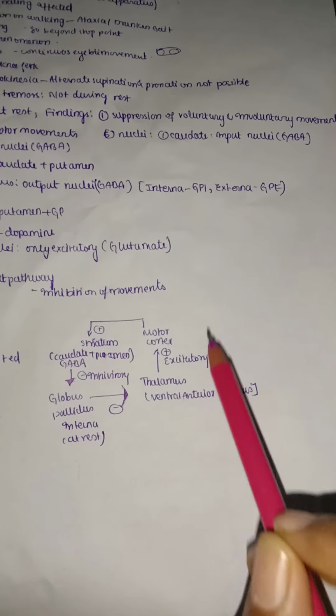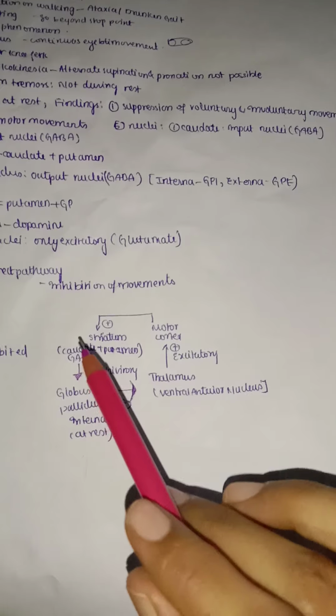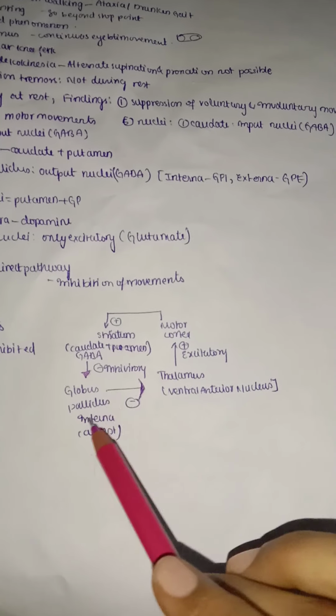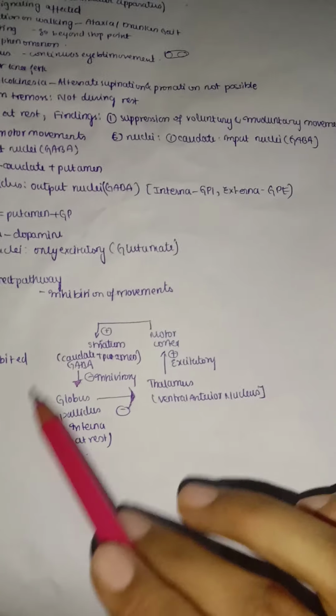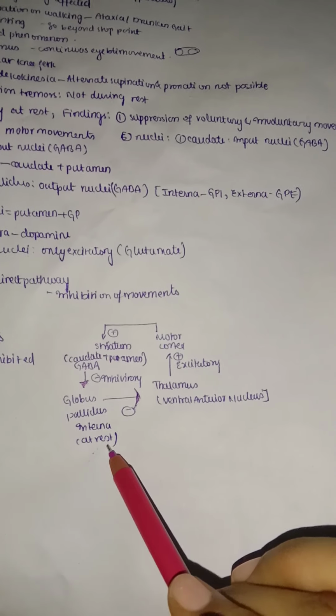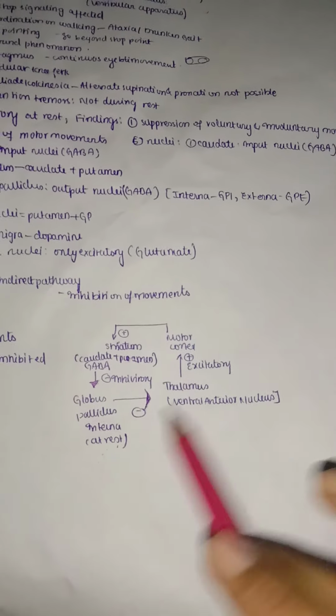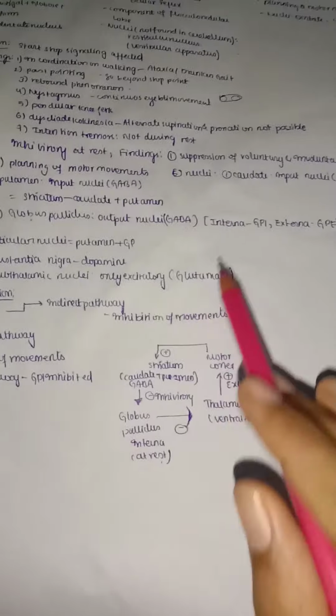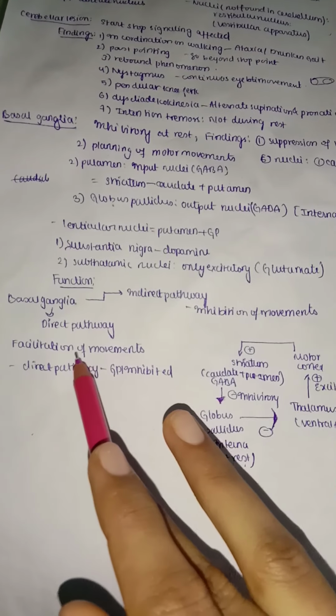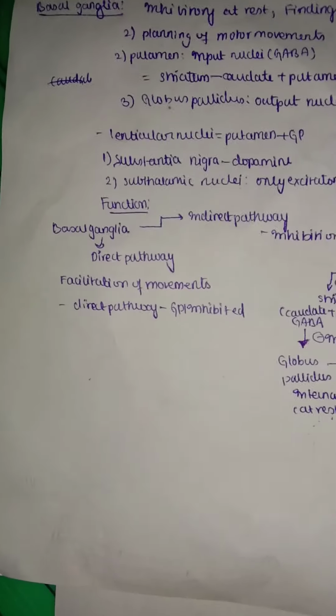So at the beginning, the thalamus starts this whole process, but because of the release of GABA from the striatum, the globus pallidus is inhibited. As the globus pallidus is inhibited, it will also inhibit the thalamus. So all this process is stopped, which means the person now has facilitation of movement. This is the direct pathway.